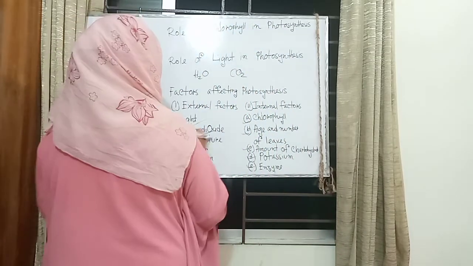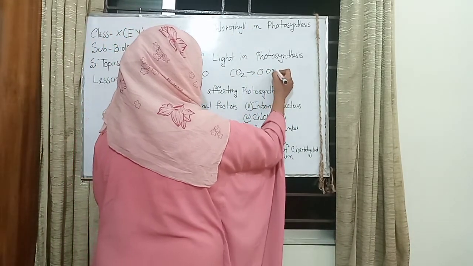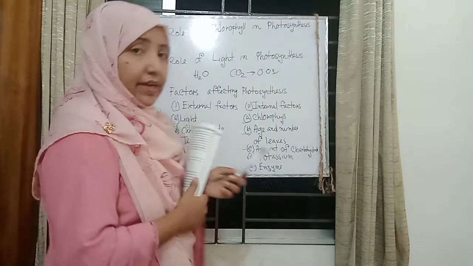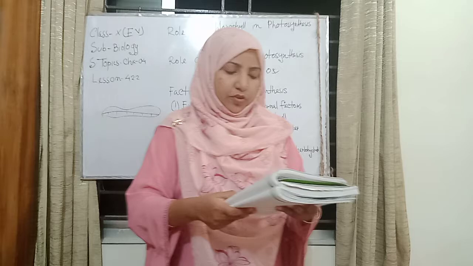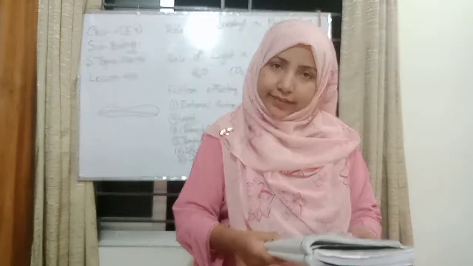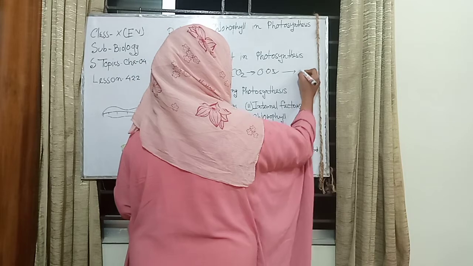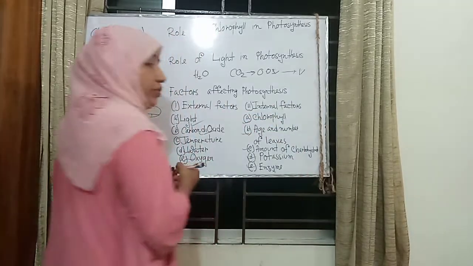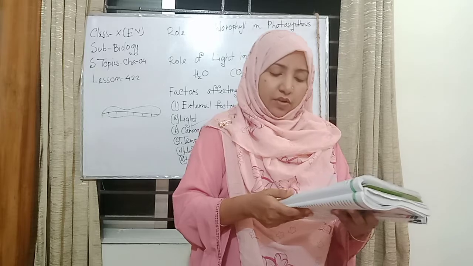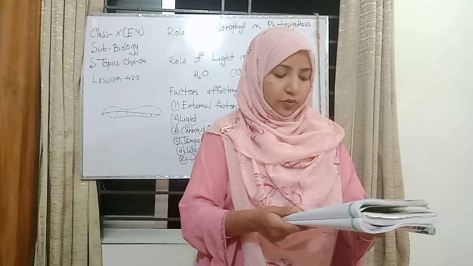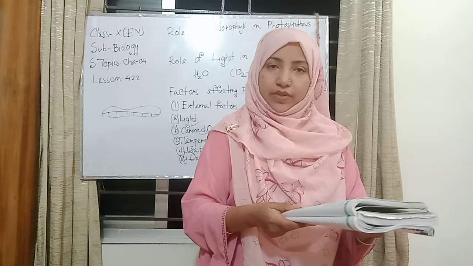0.03% is the rate in the atmosphere. Again, the plants can use carbon dioxide up to 1% concentration. From 0.03% up to 1%, they can increase the photosynthesis. So the rate of photosynthesis increases with the increase of carbon dioxide up to 1% in the atmosphere.